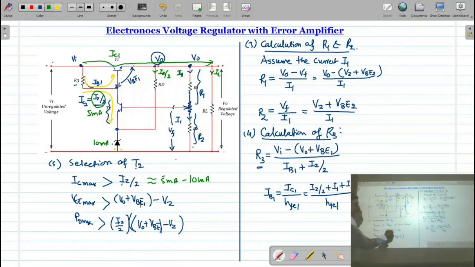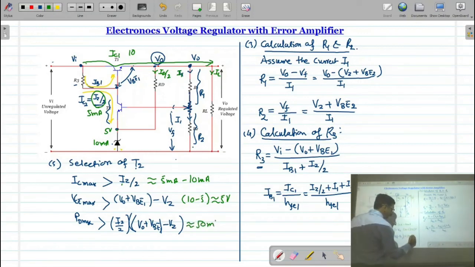Then VO plus VBE1 minus VZ. Say this voltage is 10 volt and I select a Zener diode of 5 volt, then this is going to be 10 minus 5, so almost equal to 5 volt. And if you are talking about the power dissipation, it will be 50 milliwatt.